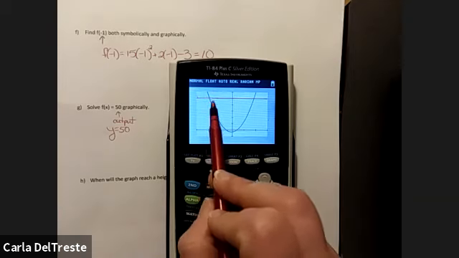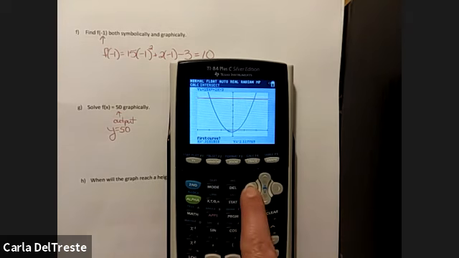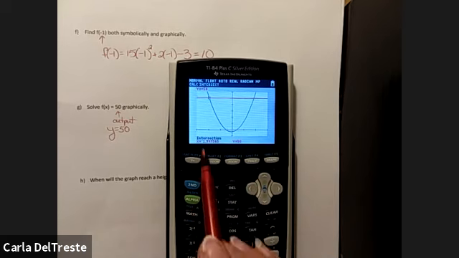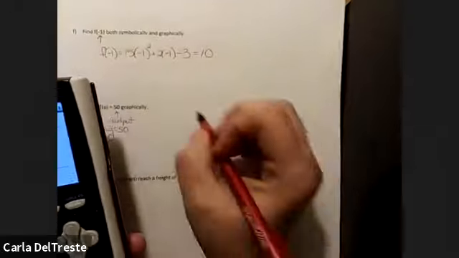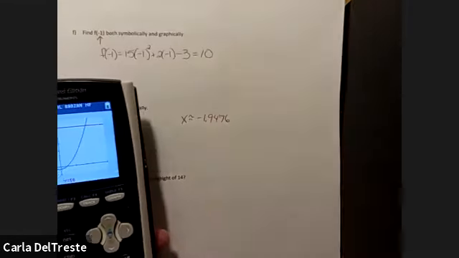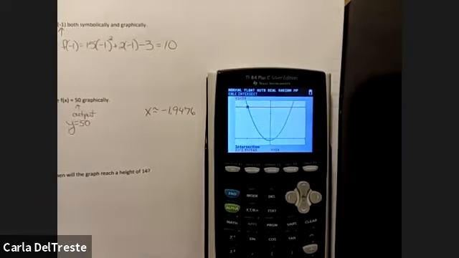Now I want to find these two intersection points. So that's the same process as before. Second trace, number 5. Follow the prompts. Keep hitting enter. I get x equals negative 1.9476. So x is approximately negative 1.9476. And then I have to do it again because remember, there are two intersections.